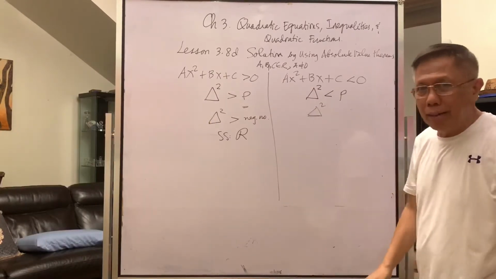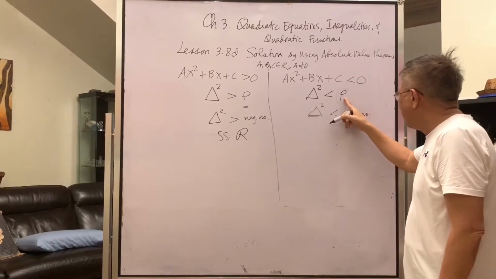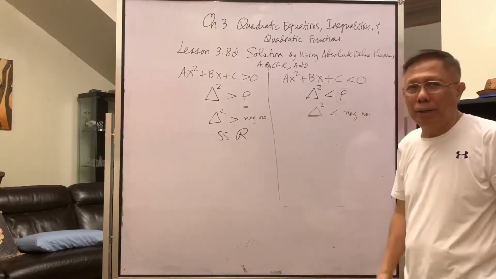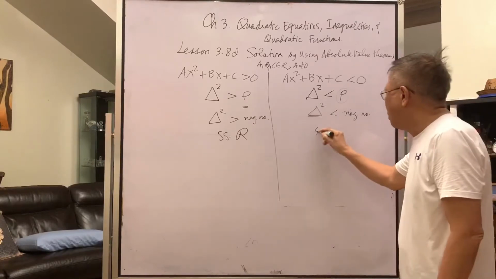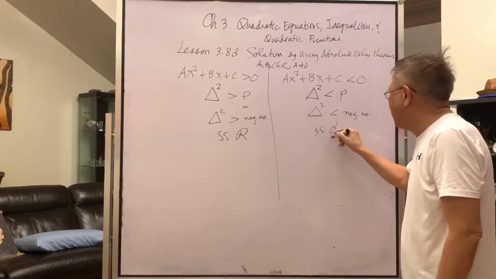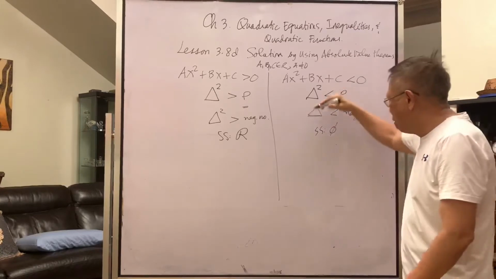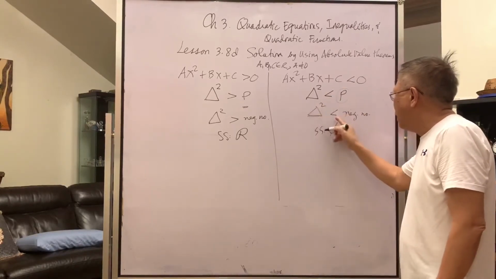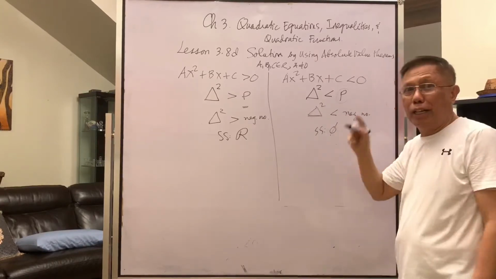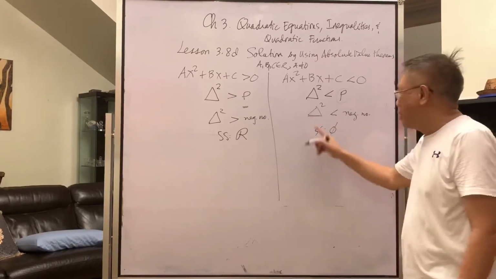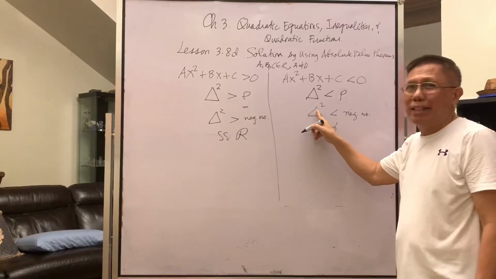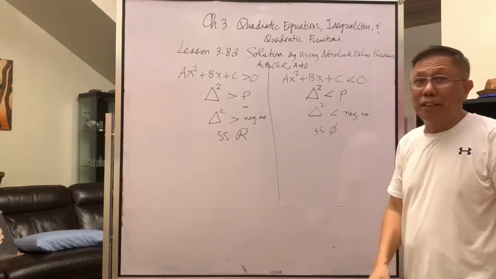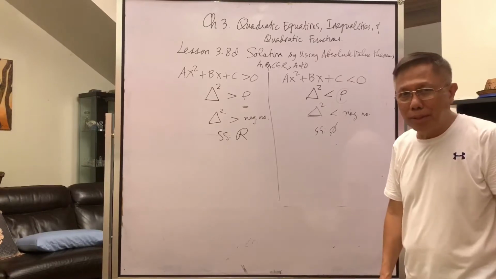On the other hand, if triangle squared is less than a negative number, then our solution set is already a null set. So you don't need to proceed. Why? Because a square here will never be less than a negative number. A square here will be at least 0. And 0 is still what? Greater than a negative number.